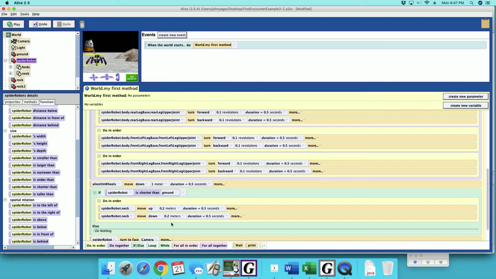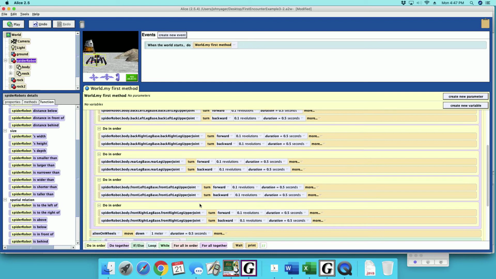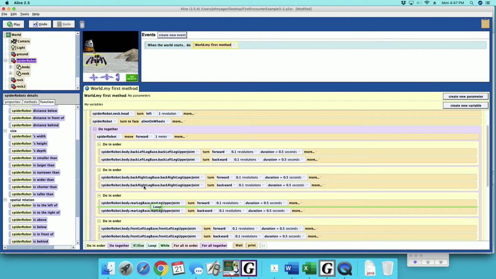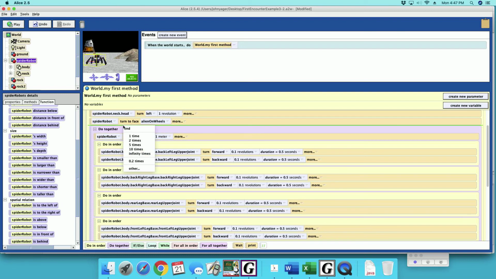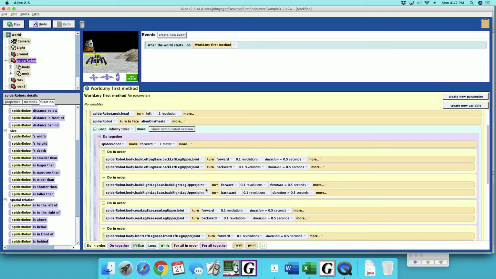Down here at the bottom, we see that we have a loop. So we're going to go up here, right above the do together, right above when he moves forward, and put a loop there. We're going to pick infinite times. Then we're going to put this do together in there. Now, infinite times is not good.